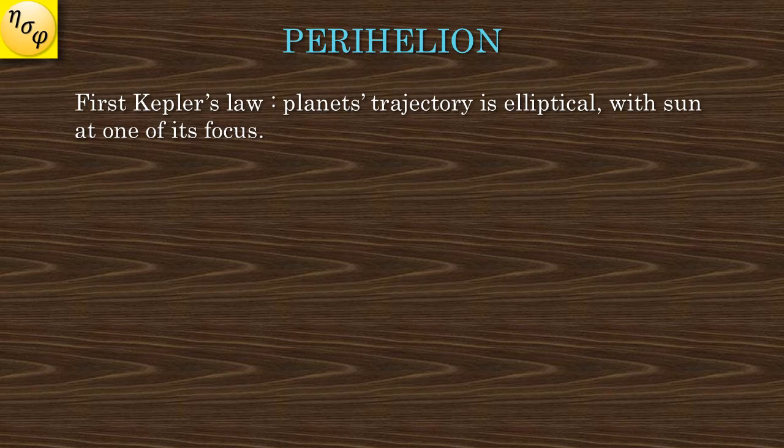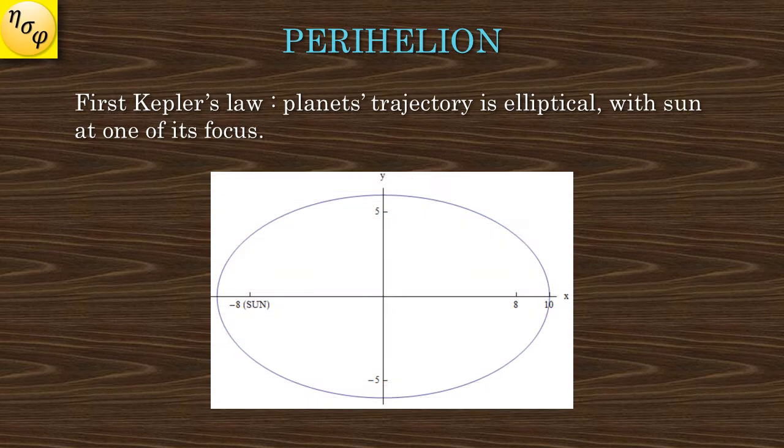Firstly, Kepler's law says that a planet's trajectory is elliptical with the Sun at one of its focus. Let us see this hypothetical planet trajectory. Let x and y be in millions of kilometers. Let us also assume that the period of this planet is 1 year. Sun is at the coordinate of -8, 0, which is at one of the focus of the ellipse.